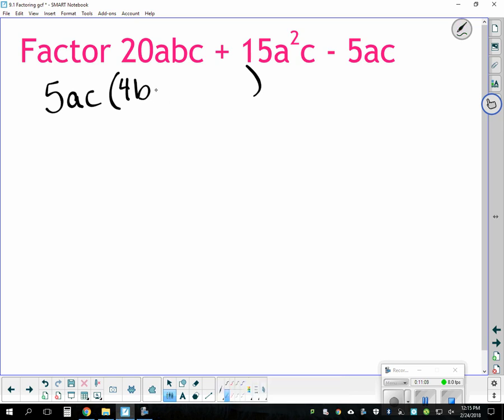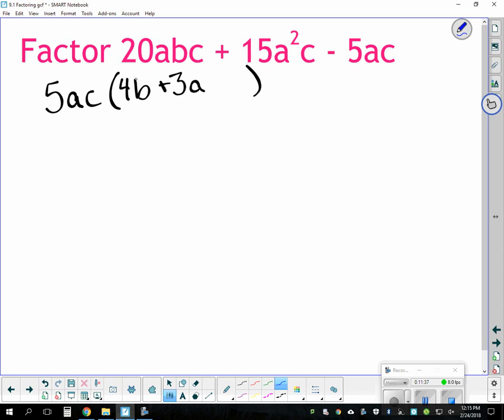Then, plus sign. 15 divided by 5 is 3. A squared divided by a, that's going to be 1a left over. And c divided by c would be canceled. Okay? Minus 5ac, but I'm factoring all of 5ac out. So what do I write here? A lot of students would tell me, don't write anything, you're done. But let's check that answer.